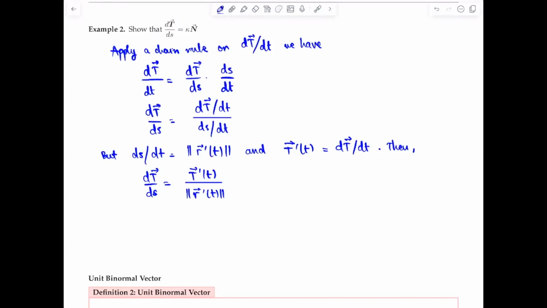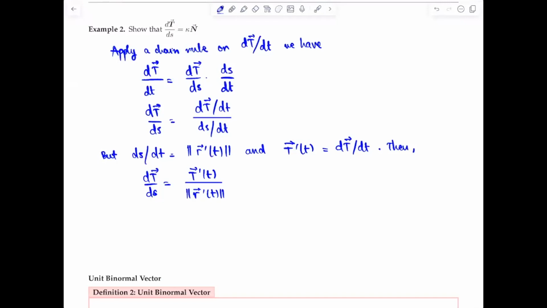Now, what are we working on? We want to show that dT/ds equals kappa times the unit normal vector. On the left-hand side, you get dT/ds. We are good with that. But on the right-hand side, somehow you have to make the curvature appear and you have to make the unit normal vector appear in the equations. So let's make the curvature appear in the equations.